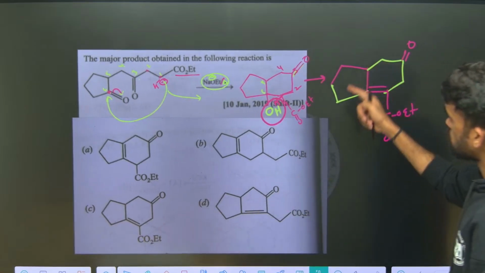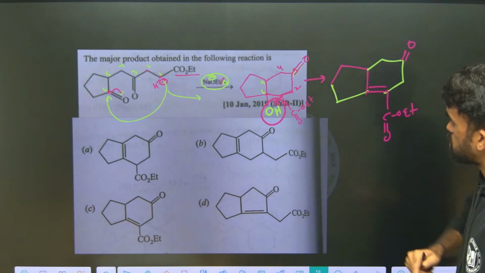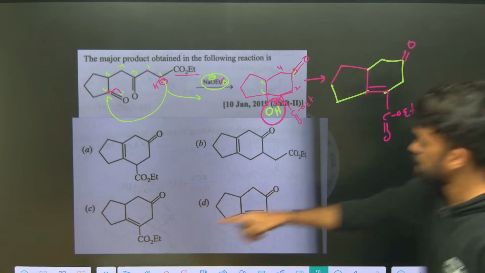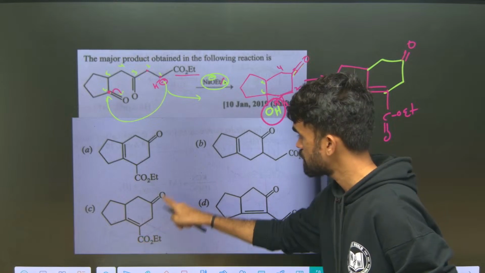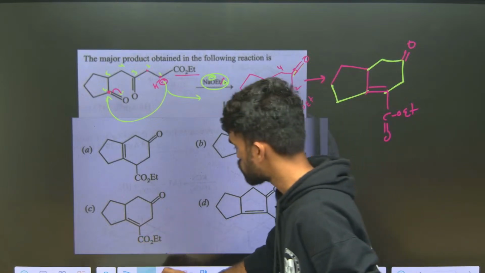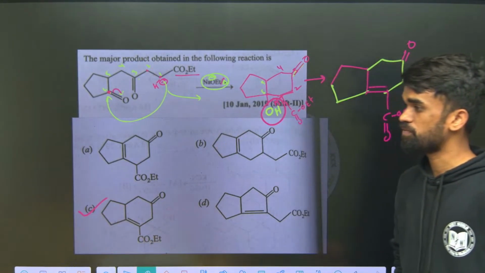Like this. So look at the options, where do we have this kind of option? See, like this, 5 member ring, 6 member ring, a double bond here, like this and like this. Everything is perfect, so your option C will be your perfect answer for this question.